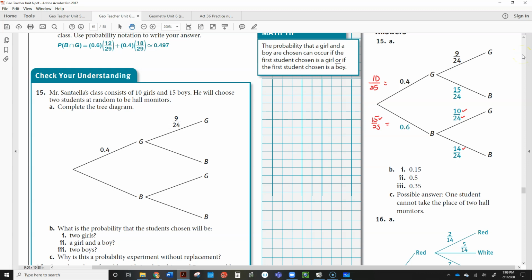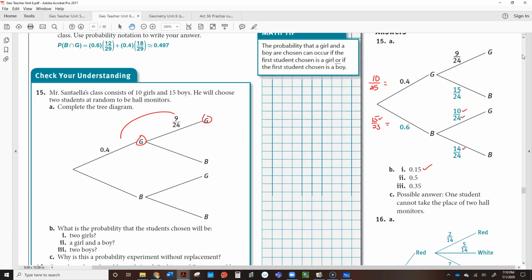What's the probability that the students chosen will be 2 girls? So that's girl, girl. So what do we do? We multiply those two together. This is the probability of picking a girl. This is the probability of picking a girl, given that a girl was already picked. So you just multiply those two things together, and when you multiply them together, you get 0.15.